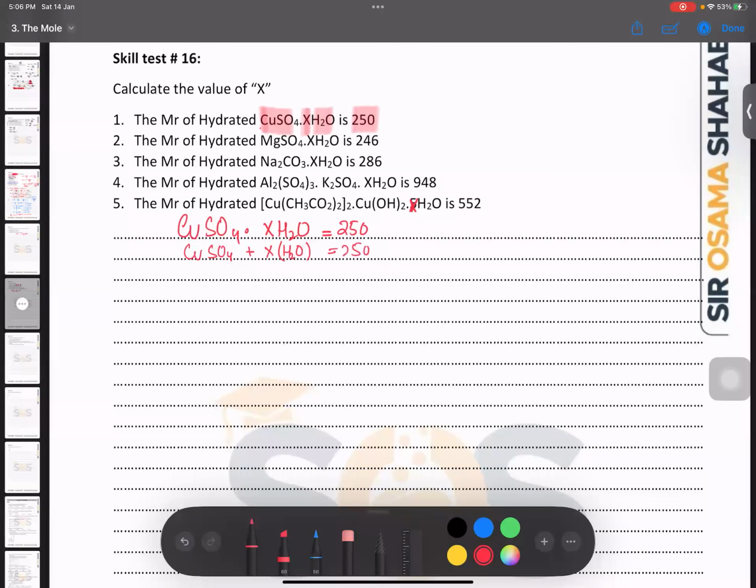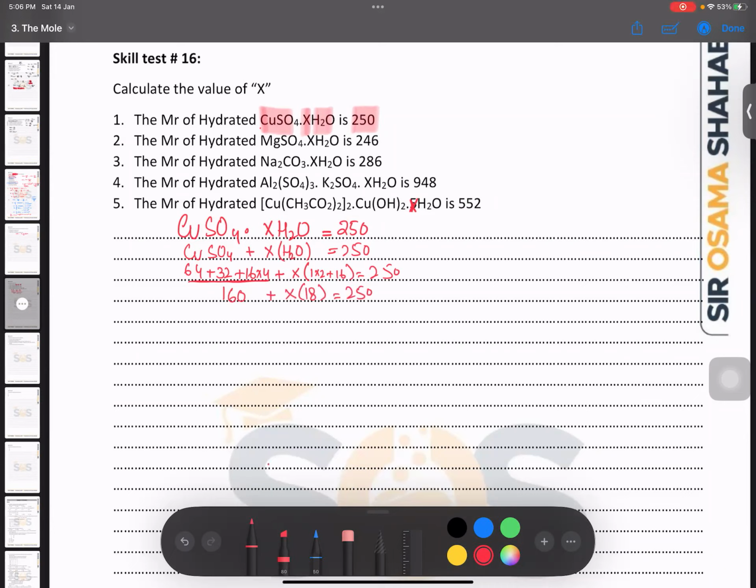So we know that copper is 64 in MR, sulfur is 32, oxygen is 16 into 4, then plus X to be found out, and hydrogen is 1 into 2 and oxygen is 16. That's it, right? So the total MR of copper sulfate should be 160, right? And then plus X, and inside the bracket it is 18, right?